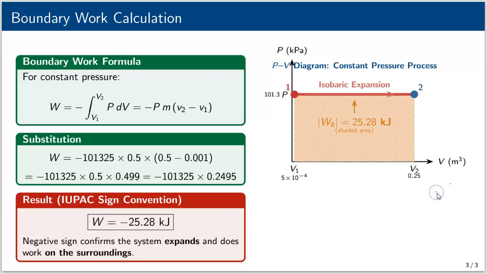Now let us quickly recap what we did today. First, we identified the system as an open system because mass was escaping through the valve. Step 2, we stated the IUPAC sign convention: work done by the system is negative. We applied the constant pressure boundary work formula and calculated W as minus 25.28 kilojoule. And the negative sign confirms the system expands and does work on the surroundings. Exactly what you would expect when steam pushes out through an open valve.